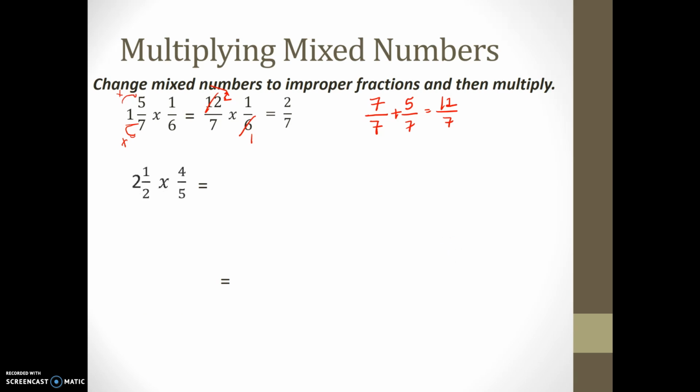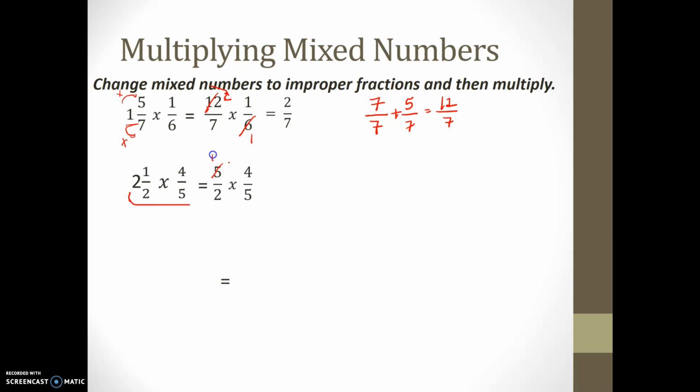Okay, let's do the next one. We have 2 1/2 times 4/5. We're going to multiply over here to change this mixed number into an improper fraction. So we'll do 2 times 2, which is 4, plus 1, which is 5, and we end up with 5 halves times 4 fifths.